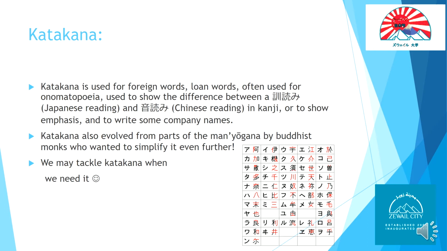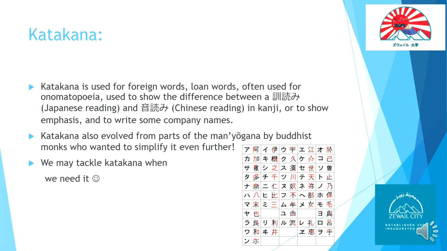Katakana also evolved from Manyogana by a Buddhist who wanted to simplify it even further, as if it wasn't even that simple. I don't know why they did that. But these days it's used for writing foreign words, and this is the most important part. For example, I think we're all foreigners trying to learn Japanese, so when we write our names, we won't write it in hiragana, we will write it in katakana. Also, it's used for loan words.